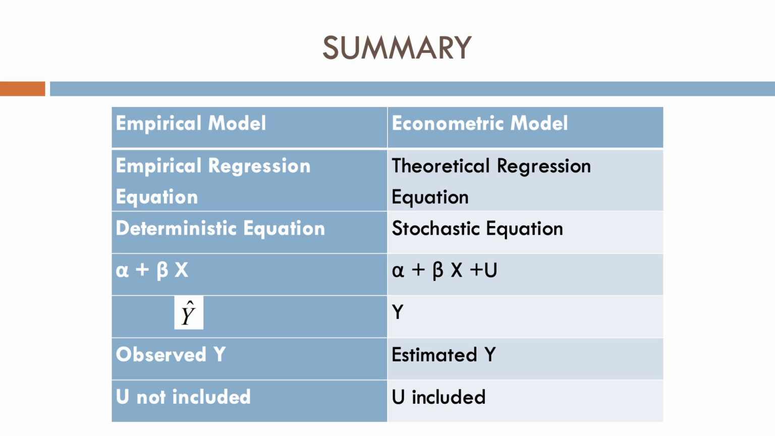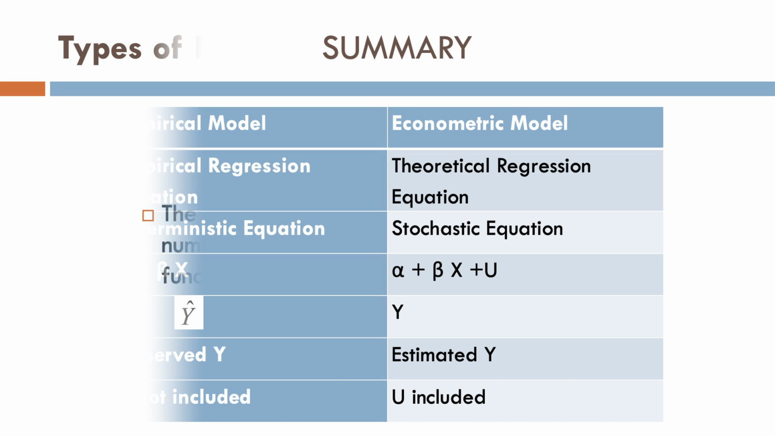The empirical model is denoted as alpha plus beta x, whereas the econometric model is denoted as alpha plus beta x plus u. The empirical model tries to explain the expected value of y, whereas the econometric model tries to explain actual observations of y. In the empirical model you do not have u, whereas in econometric model you have u.